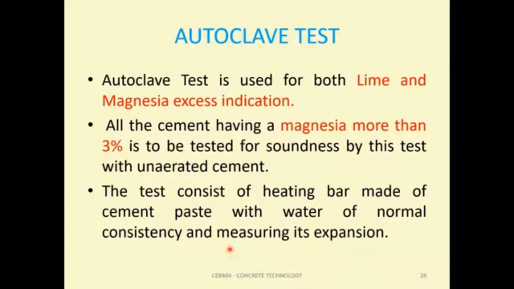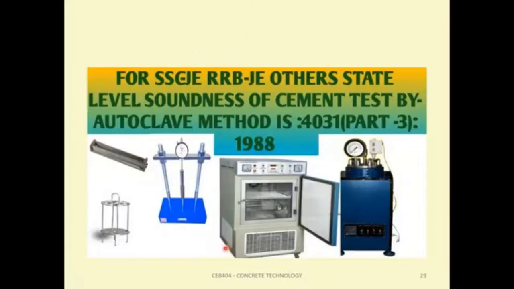The next one is the autoclave test. The autoclave test is used for measuring the free lime and magnesia indication. All cement that has a magnesia content of more than 3% is called unsound. The test consists of a bar made of cement paste with normal consistency, and measuring its expansion. That is, this is the mold used for the autoclave test. It is placed in the autoclave machine, then taken out, and the change in expansion is measured using the length comparator.